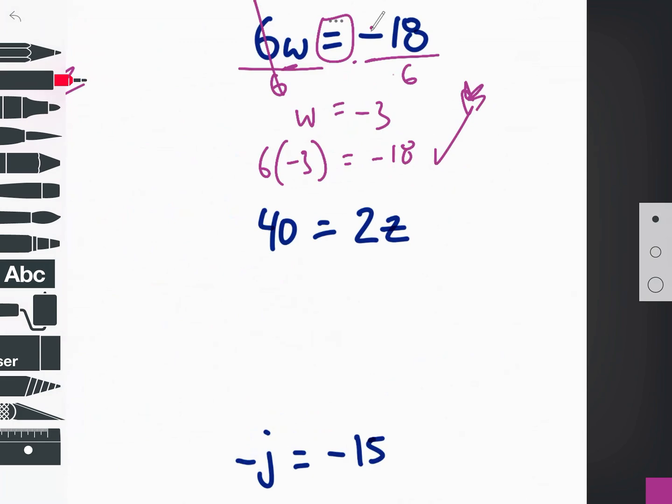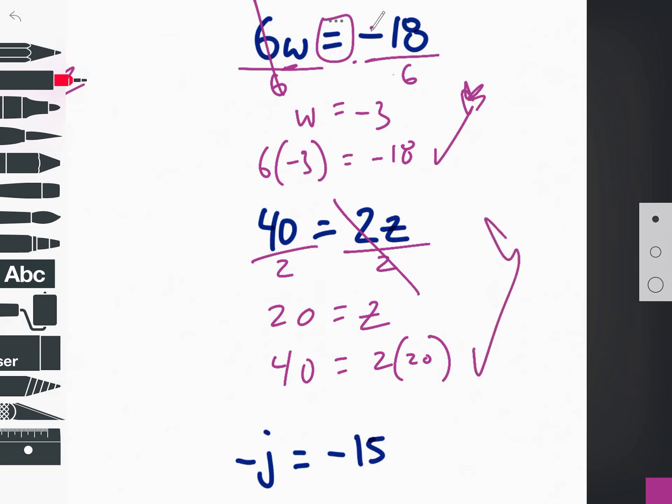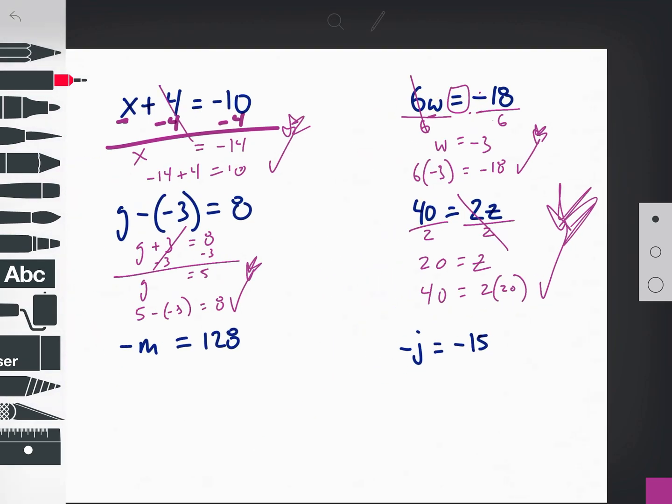Oh, my variable's on the right side. Does it matter? It does not matter. But I'm going to look at what's happening to the z, and 2 is being multiplied, so I'm going to divide by 2 to undo it. 2 over 2 is 1, so I'm left with z. 40 divided by 2 is 20. So let's see if it's true. 2 times 20, is it 40? By golly, it is. Fiery check mark.